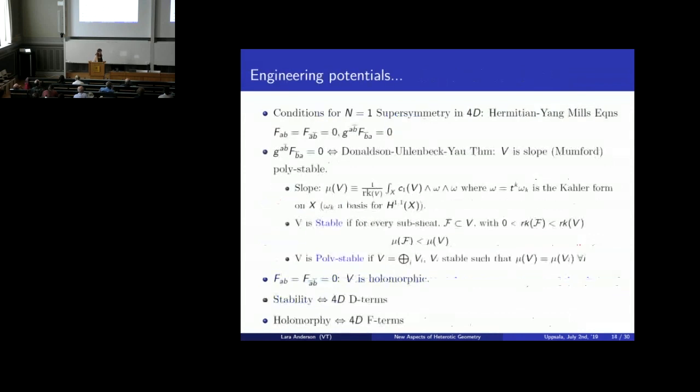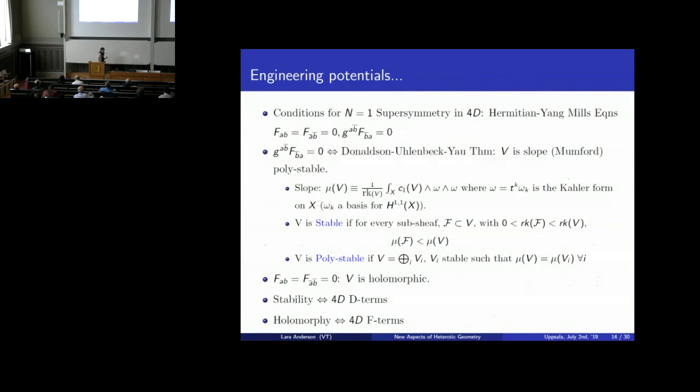Okay, so how do we do that? Remember that the structure of the potential, I said at the beginning, is very much linked to the conditions for N=1 supersymmetry in the 4D N=1 theory. Specifically, at the level of geometry, the conditions for supersymmetry are that in a Calabi-Yau background, the vector bundle has to satisfy the so-called Hermitian-Yang-Mills equations, namely that the (2,0) and (0,2) parts of the field strength are 0, and the trace of the (1,1) part with the metric also has to vanish.